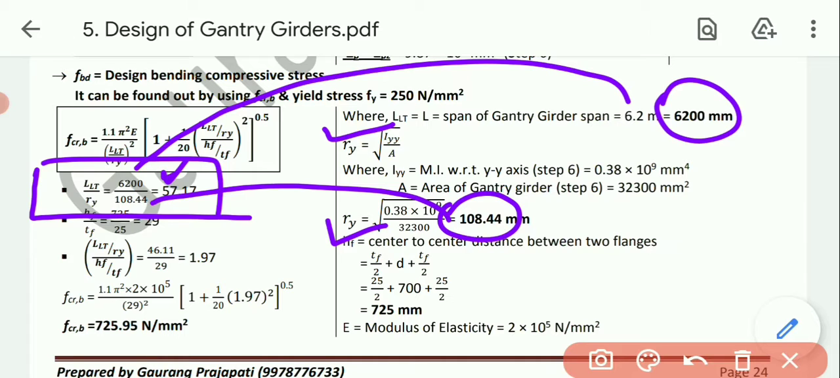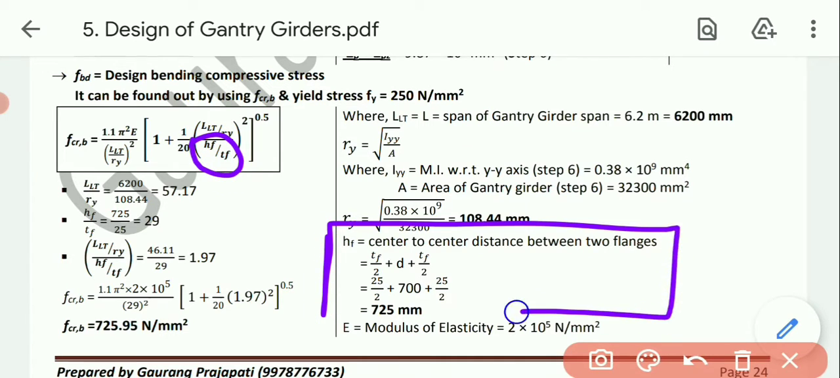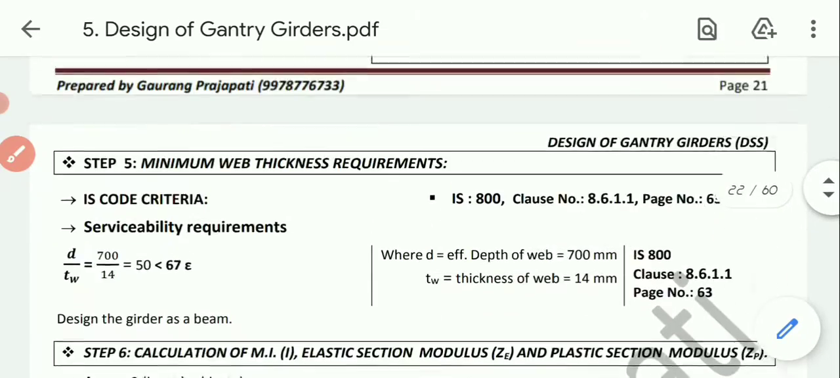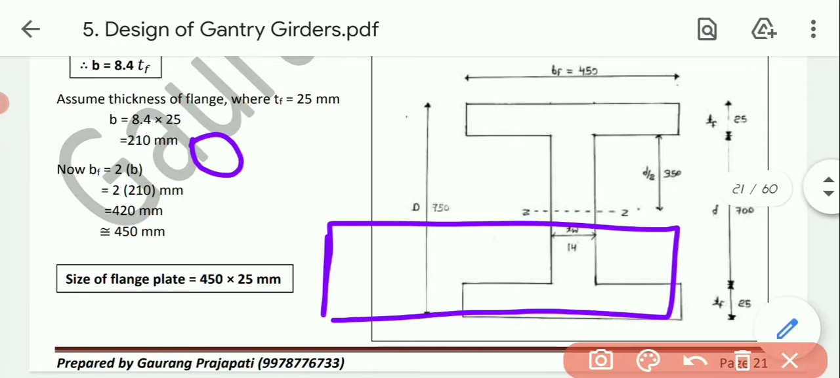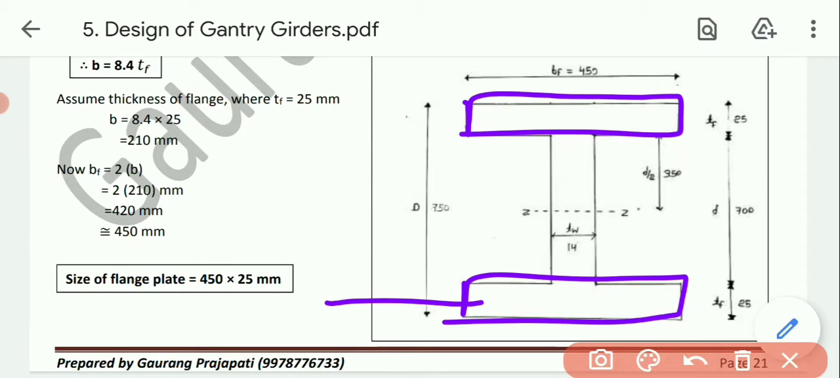That's LLD by RY. Now the next unknown, that is HF by TF. So first of all, HF means the center to center distance between two flanges. Okay, let me take you to the sketch. Okay, HF means these dimensions, from over here to here, the center to center dimension.